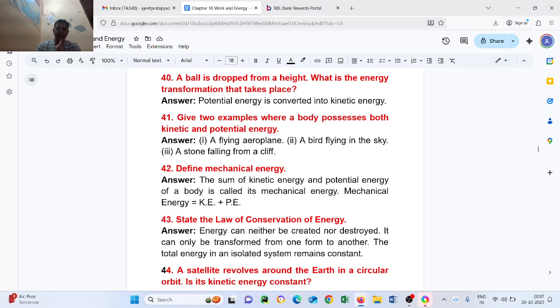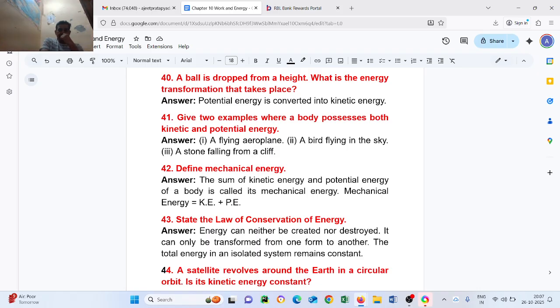Question number 42. Define mechanical energy. The sum of the kinetic energy and potential energy of a body is called its mechanical energy. Mechanical energy equals KE plus P.